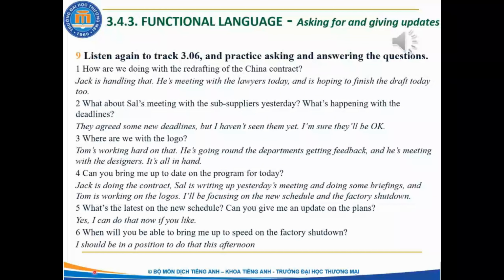Now let's move on to exercise 9. As you can see, below are the questions asking for updates and the answers giving updates. So please listen again to the conversation between the team leader and her boss and pay attention to how they ask for and give updates. Unit 3, Recording 6. Part 3.